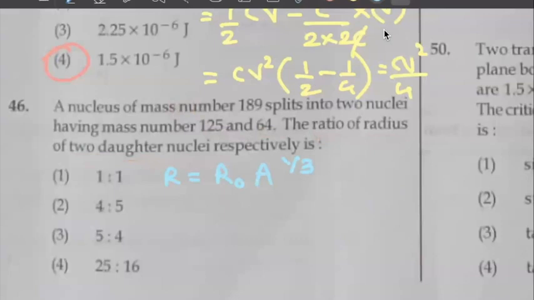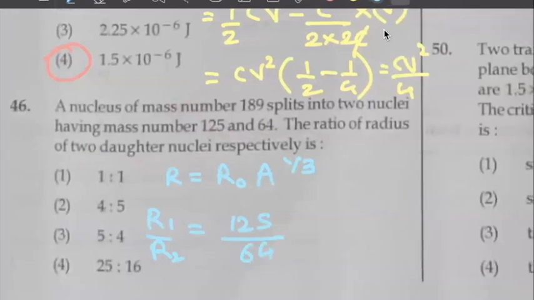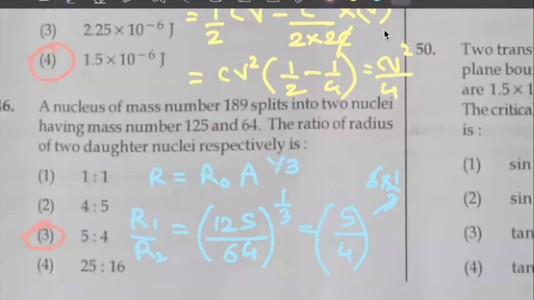So let's say R1 by R2 is going to be, R0 is a constant, daughter 1 has A value 125, daughter number 2 has A value 64, and the cube root of this whole thing. So 125 is whose cube? 5 cube. And this is 4 cube. 4 fours are 16, 16 fours are 64, 5 fives are 25, 25 fives are 125. So cube and then 1 by 3. So I have 5 by 4. That's it. It's very easy.